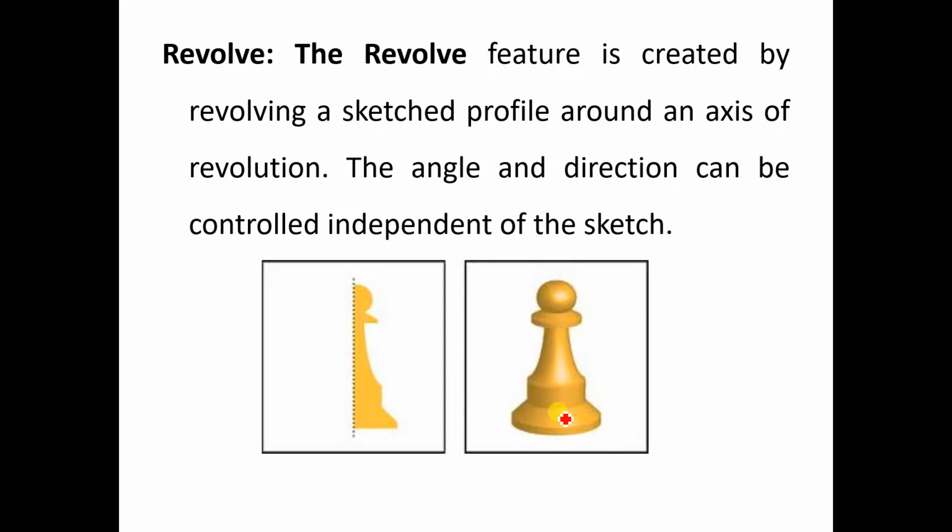This same object can be made using extrude, chamfer, fillet and other options, but it is very difficult. The simplest process is using the revolve command.